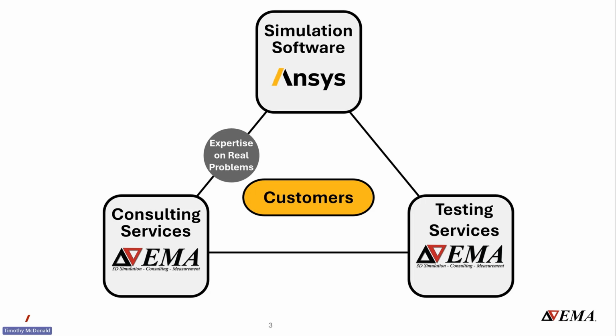By having a consulting services team collaborate with our software development team, that means that we generate experience on real industrial problems, which helps us build better simulation software that is commercially available. By having a testing services team, for example, the heart of this webinar is validating simulation using testing. So validating the software is a big benefit to having test services and a simulation team in the same group.